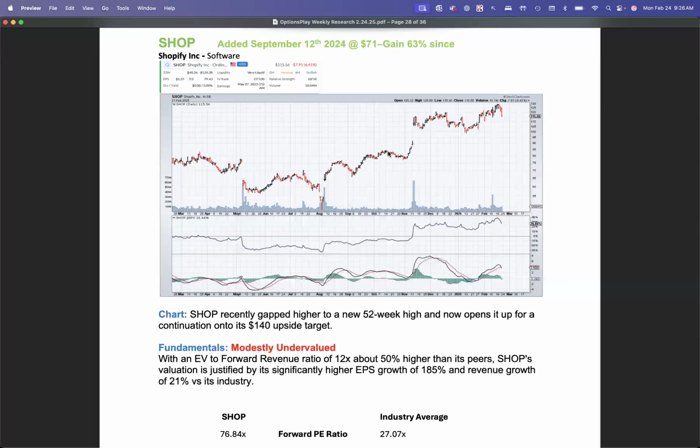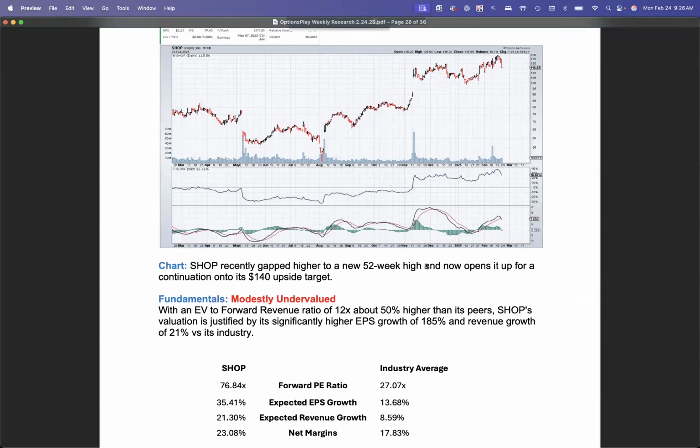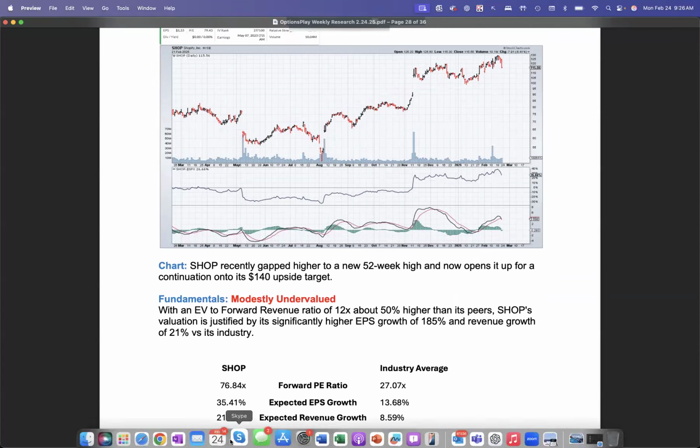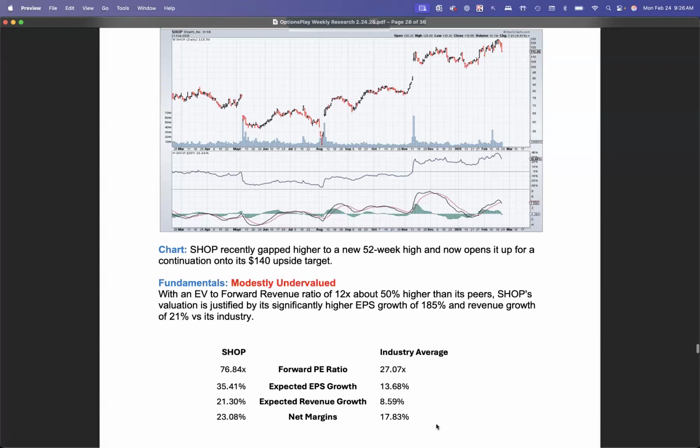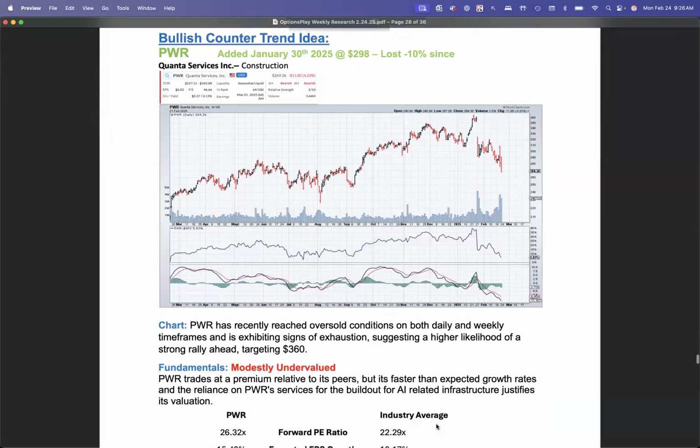Shopify continues to grind higher and break out. We added Shopify after it bottomed out and started to break out and continue to outperform, and it's continued to run since we added it back in September. It's up 63% since we added the stock. This is one of those stocks that continues to trade at a premium to its industry, but if you look at growth expectations and net margins, it supports that higher valuation, and Shopify continues to take market share away from Amazon from a small business perspective, and that's why Shopify remains in our bullish list.